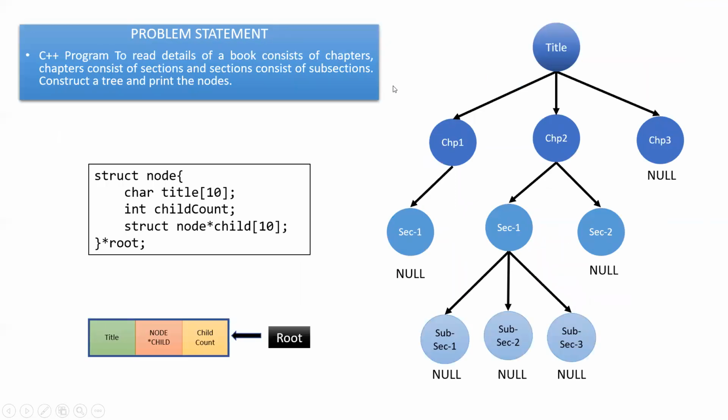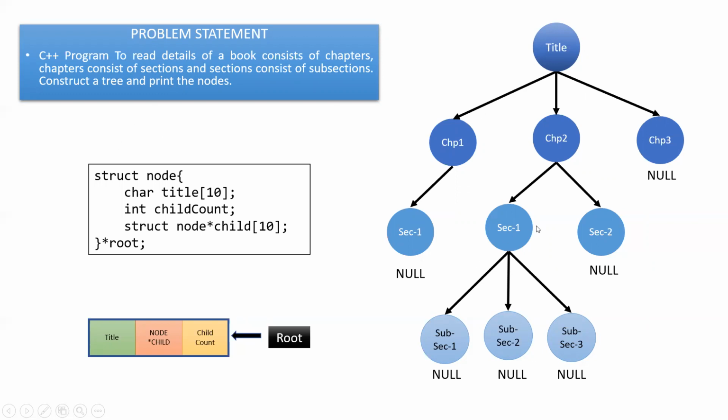Now, based on this general tree, we want to implement this problem statement. We want to write a C++ program to read the details of a book which consists of chapters. Chapters consist of sections, and sections consist of subsections. We want to construct a tree and print the nodes. So with the help of the general tree concept, now we'll see how to implement this problem statement.